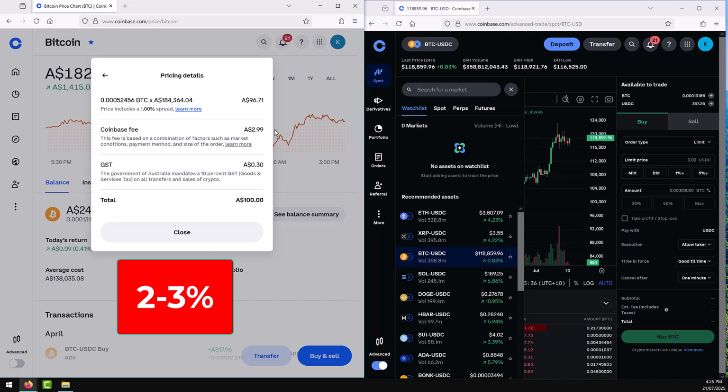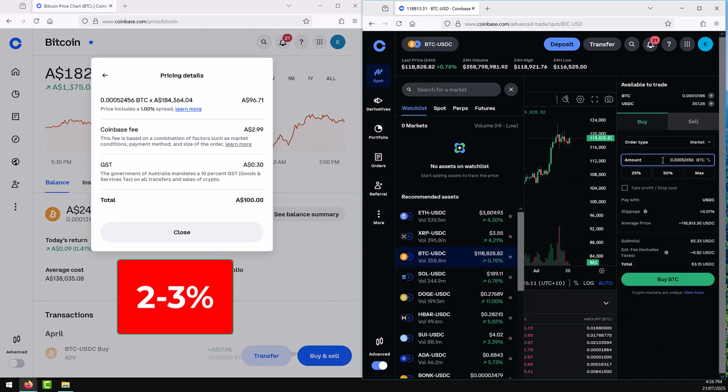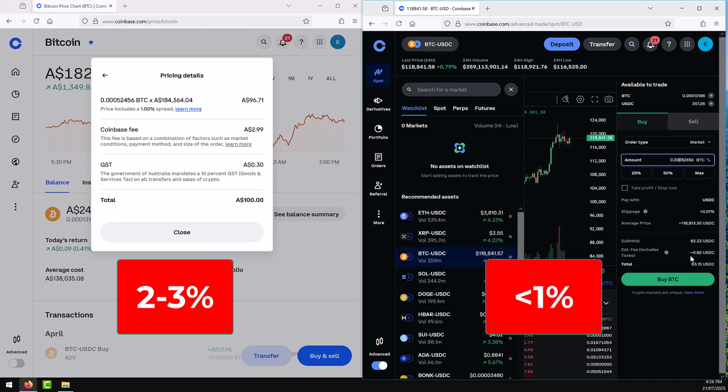On the flip side, let's try and purchase the same amount of Bitcoin here on the right-hand side on Coinbase Advanced. So I'm going to buy the same amount of Bitcoin, and you'll see here that the fee is less than $1. So that's a reduction in almost 2/3 of the fees by using Coinbase Advanced.